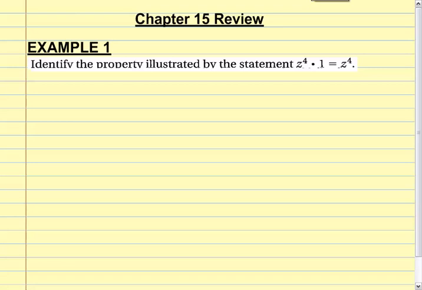Review here, chapter 15. Example number 1 says, identify the property illustrated by the statement z to the 4th times 1 is equal to z to the 4th. Isabella, what property is that? It is an identity property. Okay, identity, but this won't give you the full credit, Isabella. What do we need to add? Identity property of multiplication. Exactly.